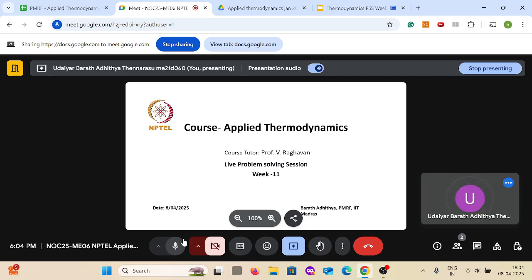Now if you isentropically bring this to a state where velocity is 0, then the energy or the enthalpy at this point, or the properties at this point, are called stagnation properties. So you isentropically bring this flow to a stop, and the properties at this condition are called your stagnation properties, stagnation temperature and pressure.